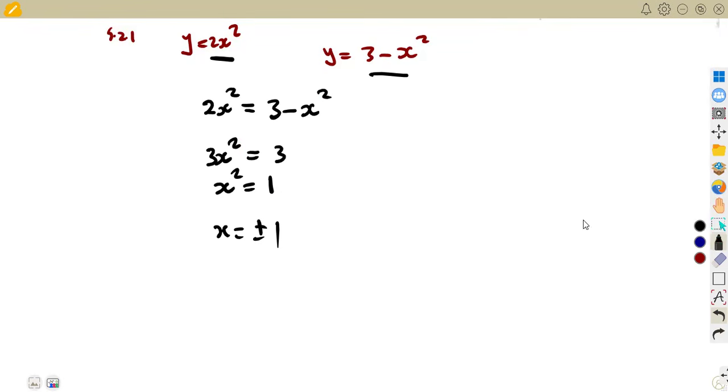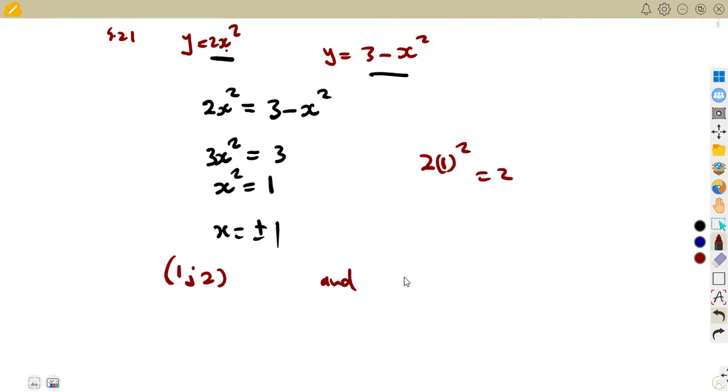Then to get the y value at this point, it is the same thing, because it's the point of intersection. So you're going to take any one of these graphs. I'm just going to take one. So in this case, if x is equal to 1, I substitute on this one. So it's 2 times 1 squared, which is 2. So the value of y there is 2.